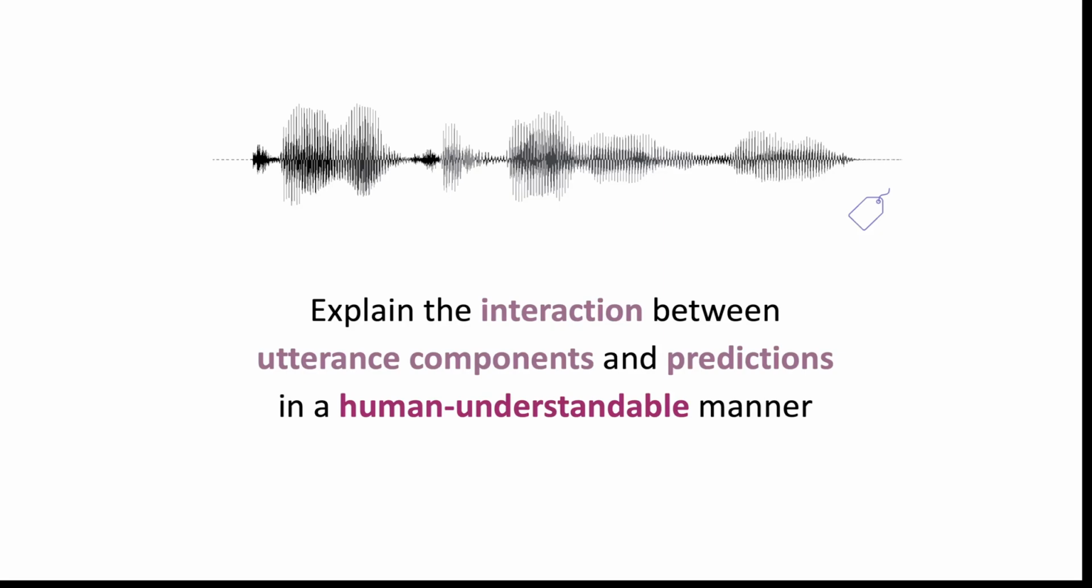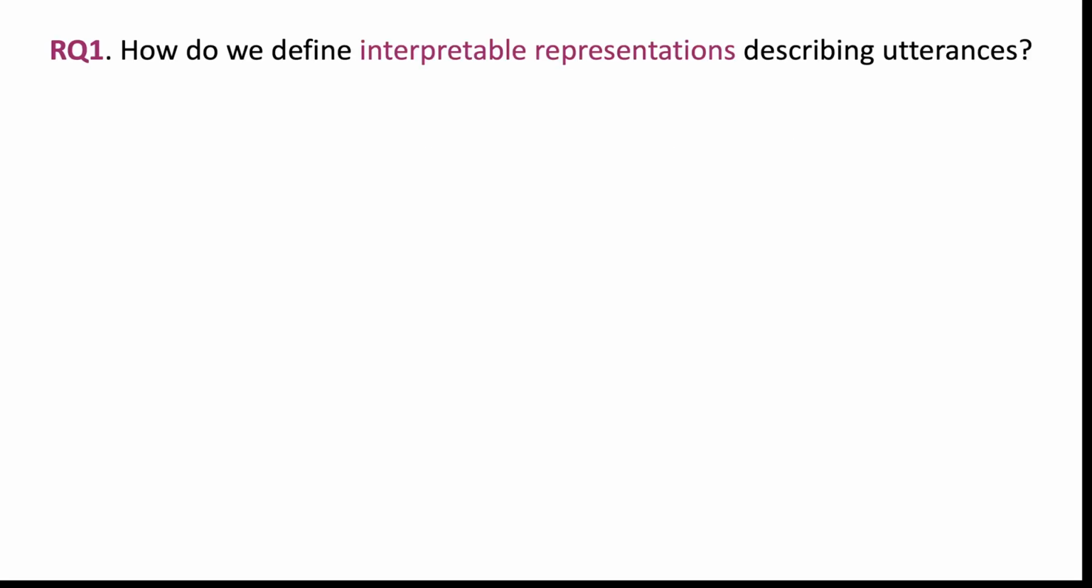So we said that we want to explain the prediction, but let's better clarify our goal. We have our audio data and we have our label, and we want to explain the interaction between the utterance components and the predictions in a human understandable manner. So our goal is for the explanation to be interpretable for us as humans. And this brings us to our first research question: how do we define interpretable representations describing the utterances?